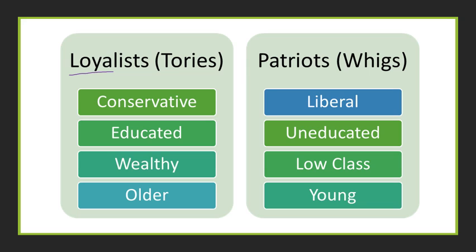So there are some differences between the people who generally are going to be loyalists and the people who generally are going to be patriots. Now, this is not a definite. It's not like all people who had the traits of the loyalists were loyalists. But generally speaking, loyalists for the most part were conservative, they were educated, they were wealthy, and they were older. The patriots, on the other hand, were usually liberal, uneducated, lower class, and young.